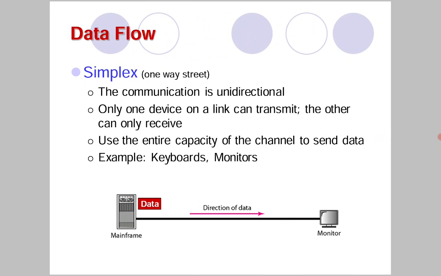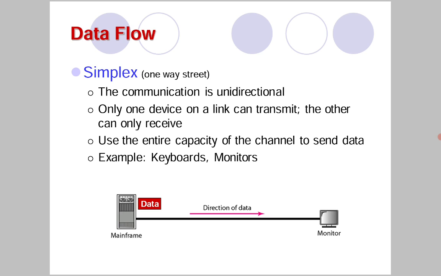So what is simplex method or simplex mode? Simplex means one way communication. Generally in simplex mode the data is transmitted in one way, that is either from sender to receiver or from receiver to sender only. The communication is unidirectional, meaning one direction. Only one device on a link can transmit, the other can only receive.